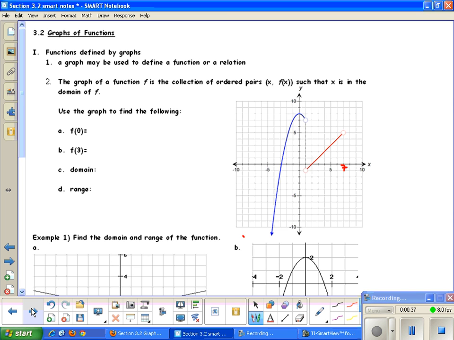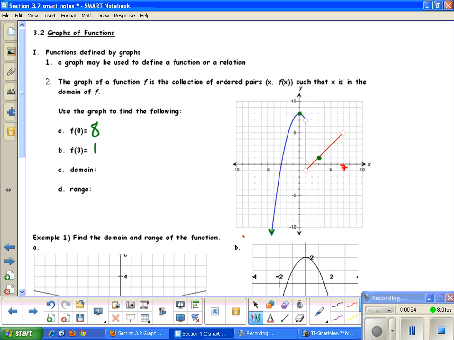For f of 0, I look at an x value of 0, what is my y value, which would be right here, at 8. So f of 0 is 8. At f of 3, so an x value of 3, I have a y value of 1. Then my domain remembers all my possible x values.